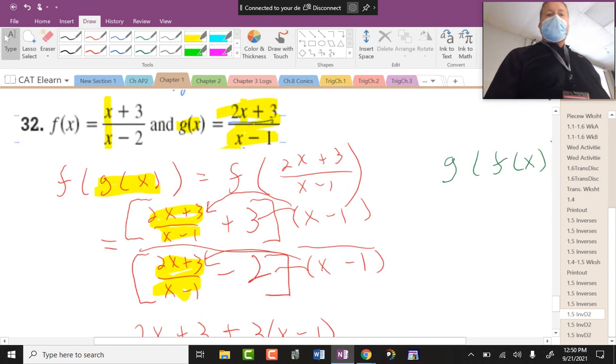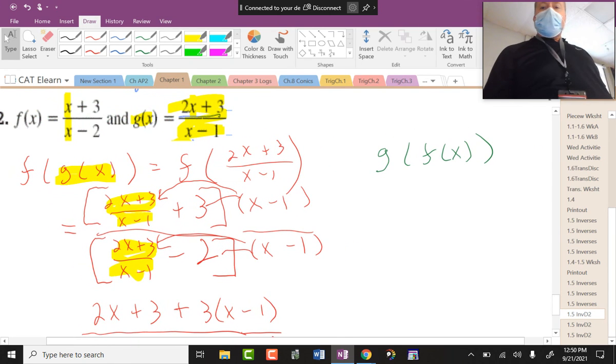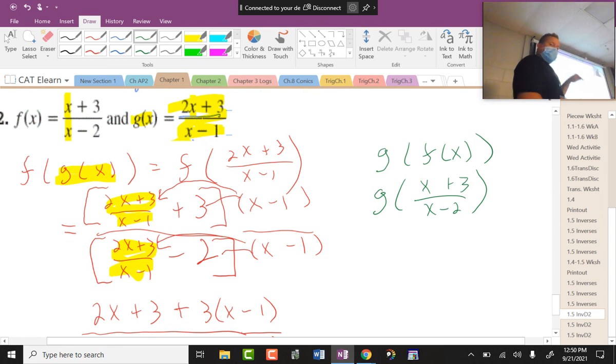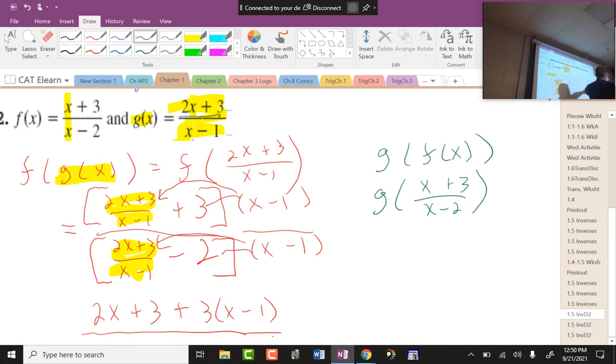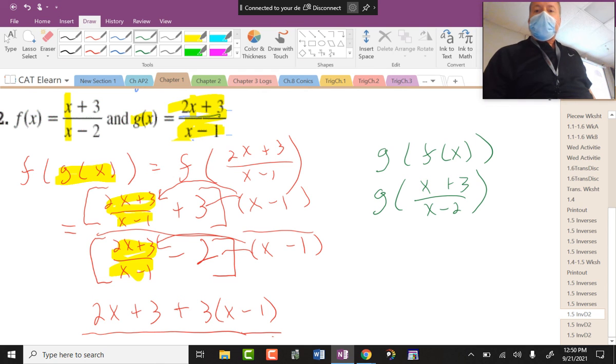All right, so it's g of f of x. Let's get it set up first. First thing is g of f of x, where f of x is x plus 3 over x minus 2. So that's what f of x is equal to. The next thing is I go to the g function, and then wherever there's an x, I put x plus 3 over x minus 2 in. So this is what it looks like. I'm going to write it like this: 2 times x, which is x plus 3 over x minus 2.